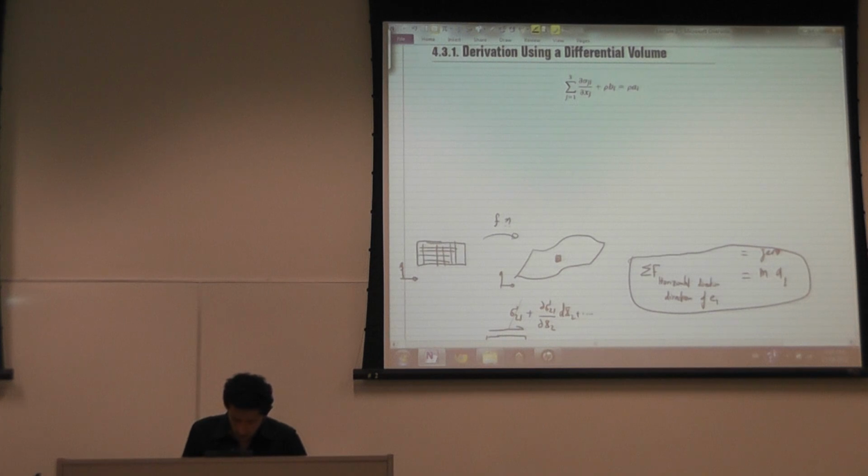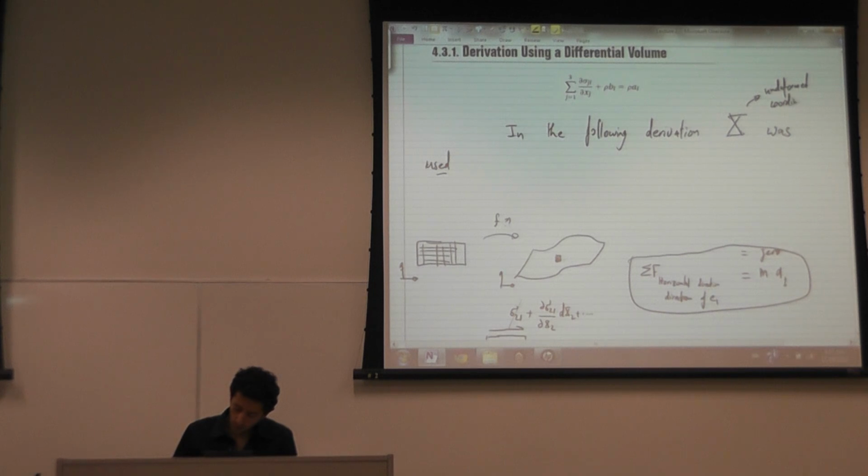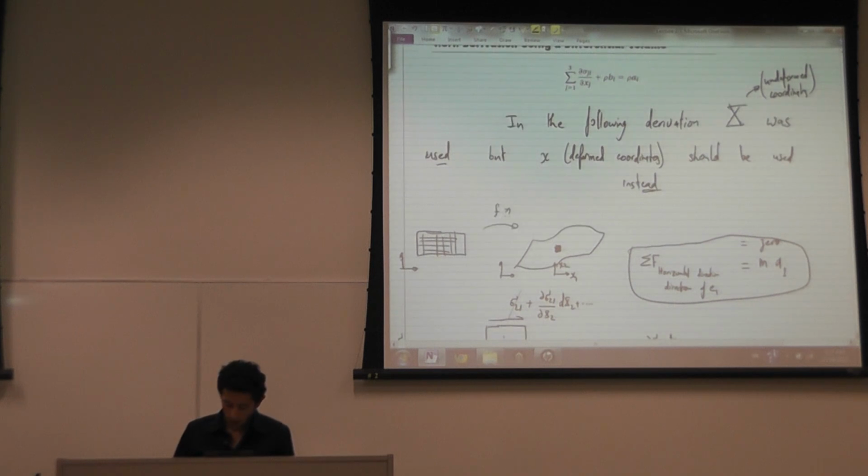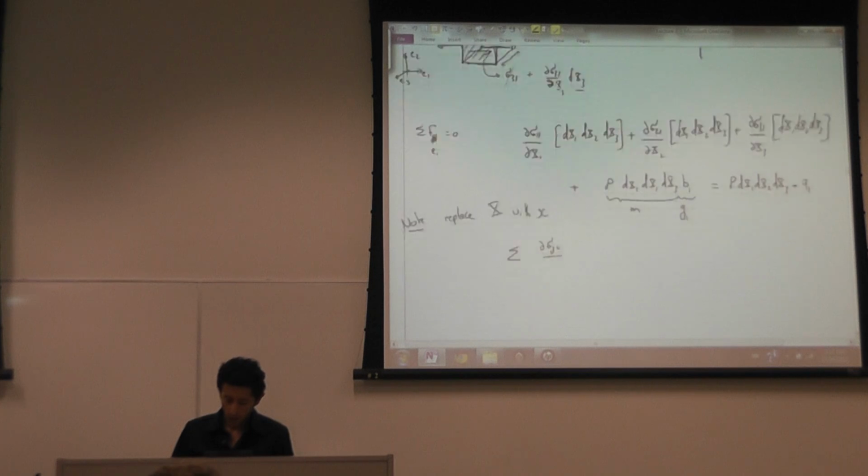For those who are not here, in the following derivation, capital X was used, which is the undeformed coordinate, but the deformed coordinate should be used instead, because we're extracting our object from the coordinates x1 and x2. So every time you see capital X, it should be small x.